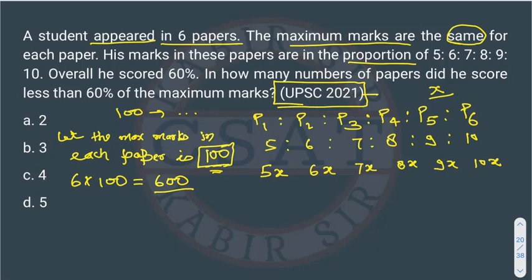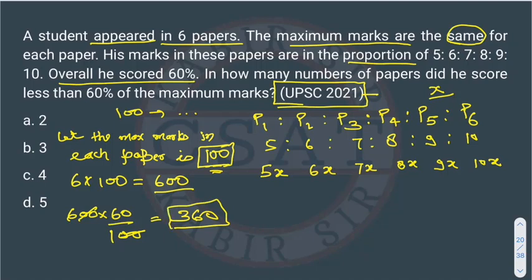Okay. So overall, what is the score of the student? He is scoring 60%. So 60% of 600. What is 60% of 600? It will be 360, right? So the student scored 360. And we know in each paper how much marks he scored. So if we add the marks of all his papers, it will be equal to 360, or not? You tell me that, right? It will be equal, because we know that he got 60% marks, so we calculated it, that is 360.